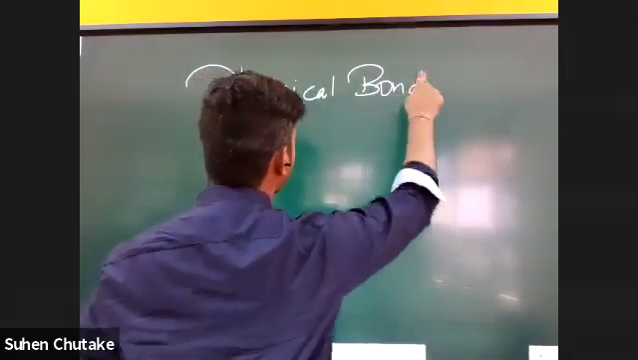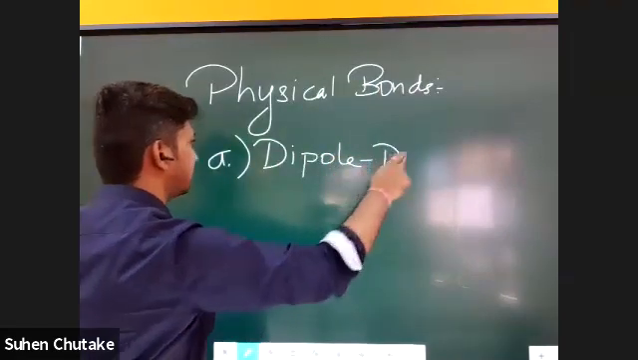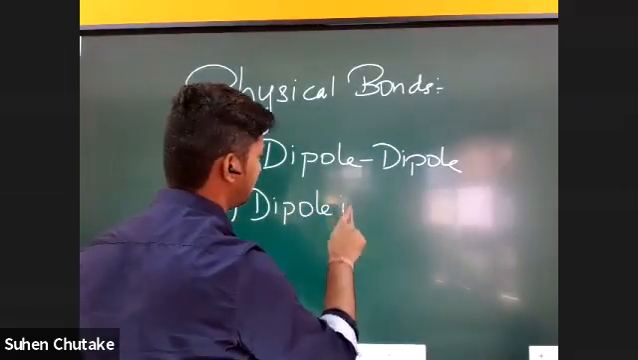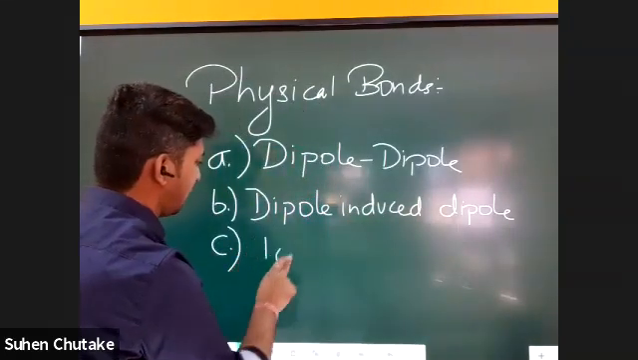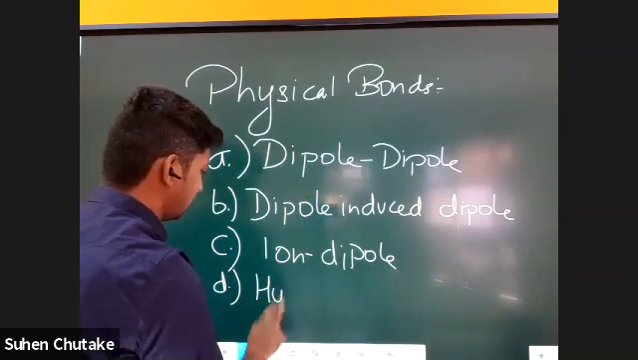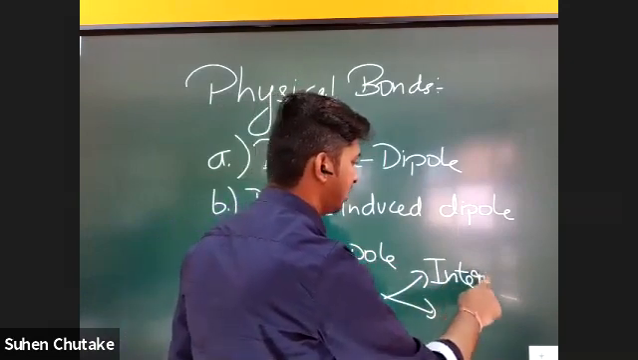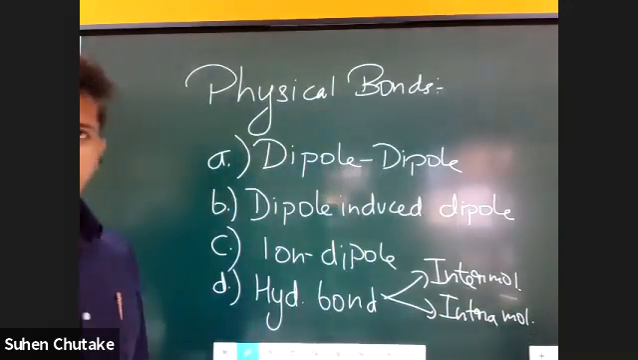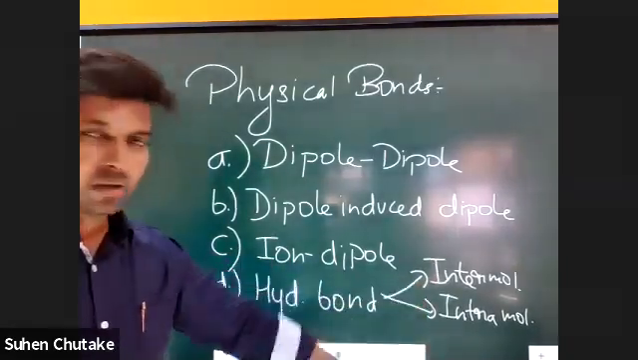I'll just list the physical bonds once again: dipole-dipole, dipole-induced dipole, then ion-dipole. Then we have, as I told you, hydrogen bond, which has two types: intermolecular and intramolecular hydrogen bond.